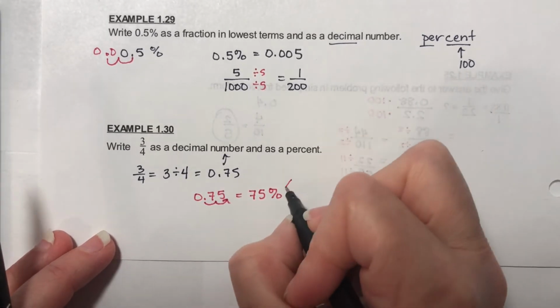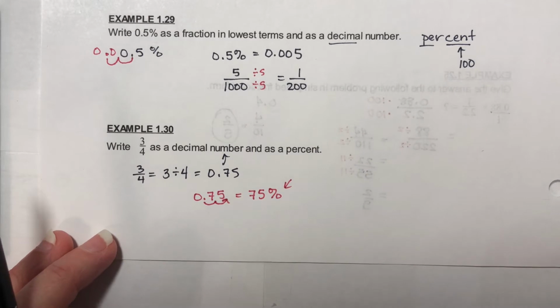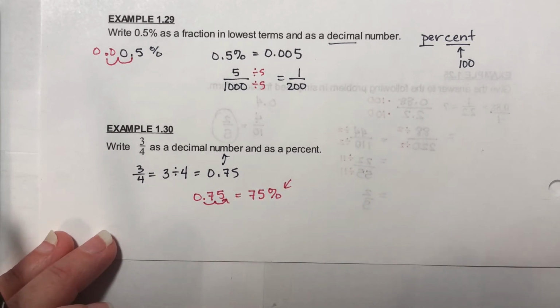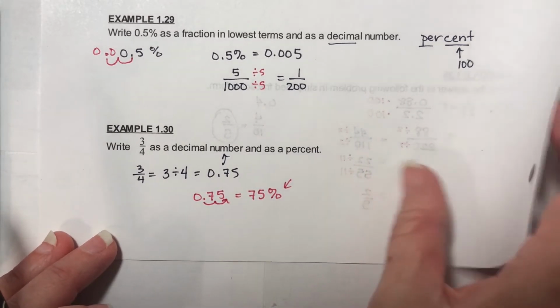By the way, if you leave off that percent, it is wrong. 75 and 75% are different numerical values. You can't just do that. Okay?